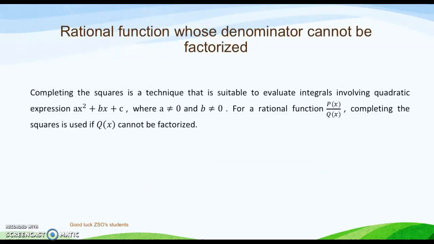Alright. So next, a rational function whose denominator cannot be factorized. Completing the square is a technique that is suitable to evaluate an integral involving a quadratic expression ax squared plus bx plus c, where a is not equal to 0, b is not equal to 0. For a rational function p(x) over q(x), completing the square is used if q(x) cannot be factorized.